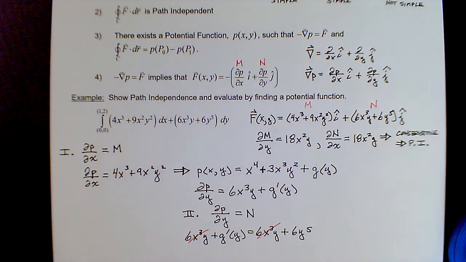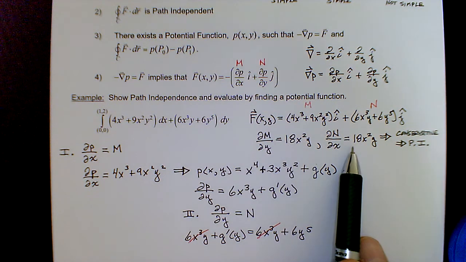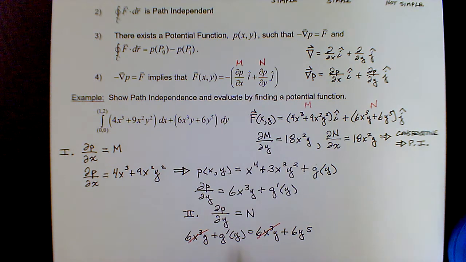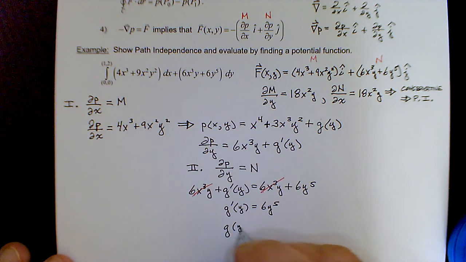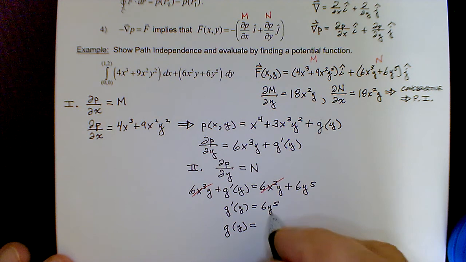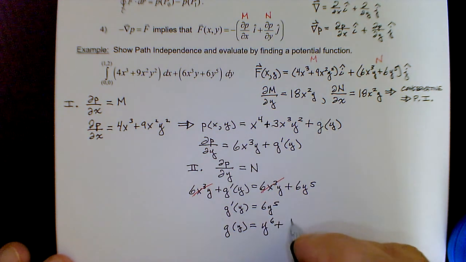And that's always going to happen because of the fact that they're partials, they're conservative. So this situation's always going to occur where at this point you'll just get g prime of y to be some function of y. Could be more than one term, but in this case just one term. And then you could solve for g of y by integrating. So integrating 6y to the 5th, we get 6y to the 6th over 6. Look at how pretty that works out, y to the 6th. Now you can add a constant.